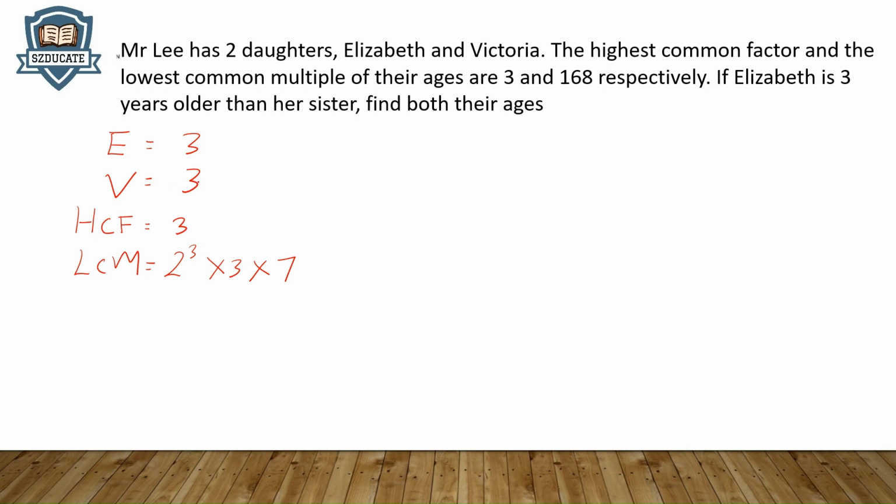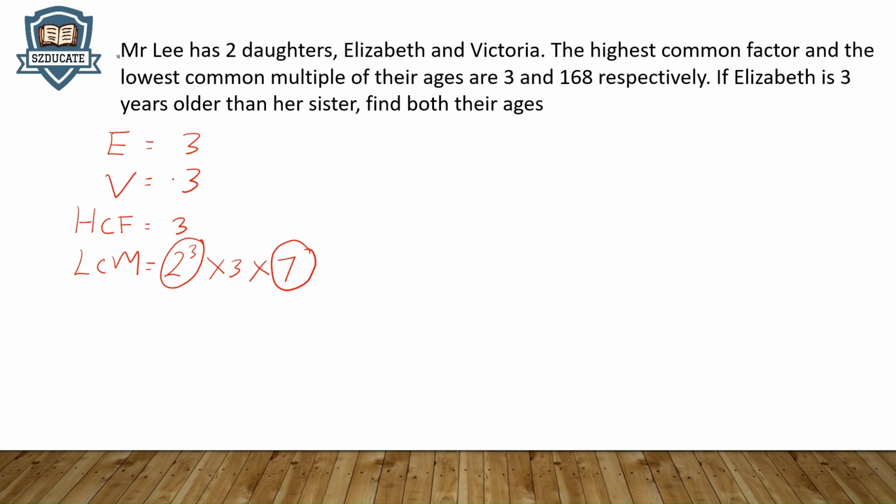Now, Elizabeth is 3 years older. That means they are about the same. Their ages should not have a very big difference. Now, I still have 2 cubed, and I still have 7, which I can give to either one of them because that is the LCM.